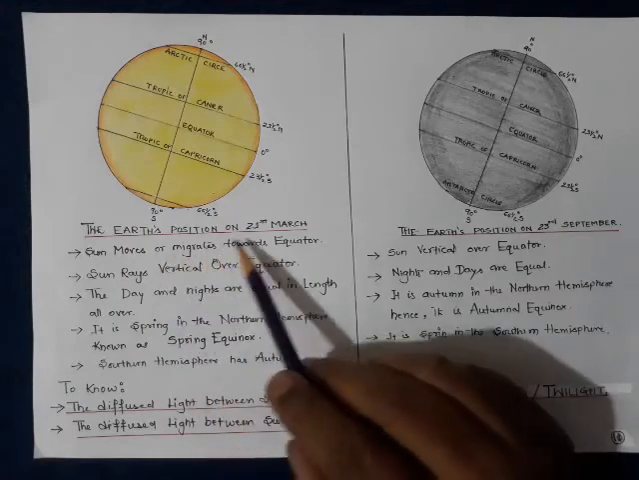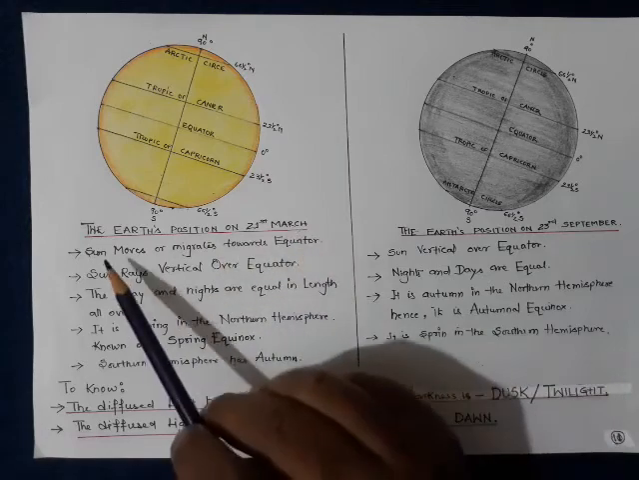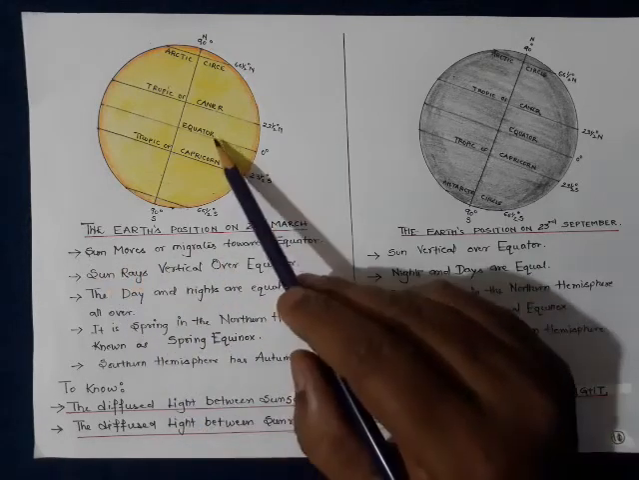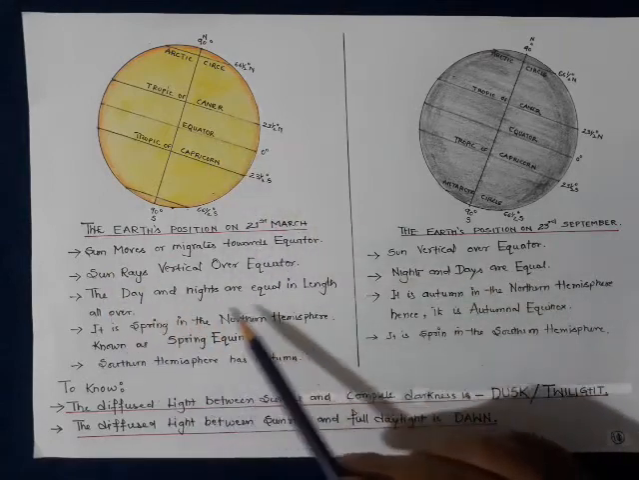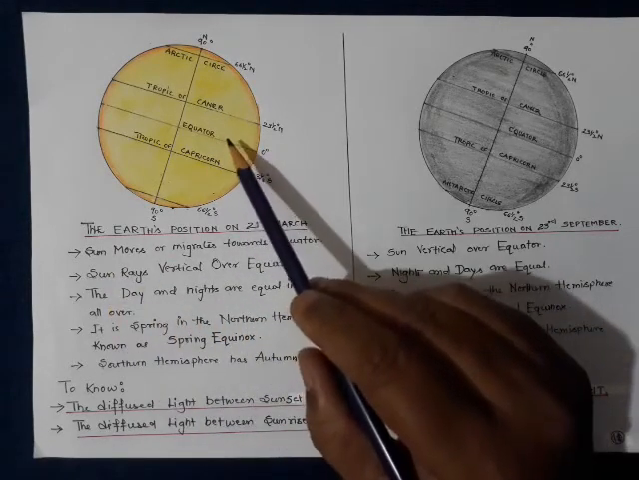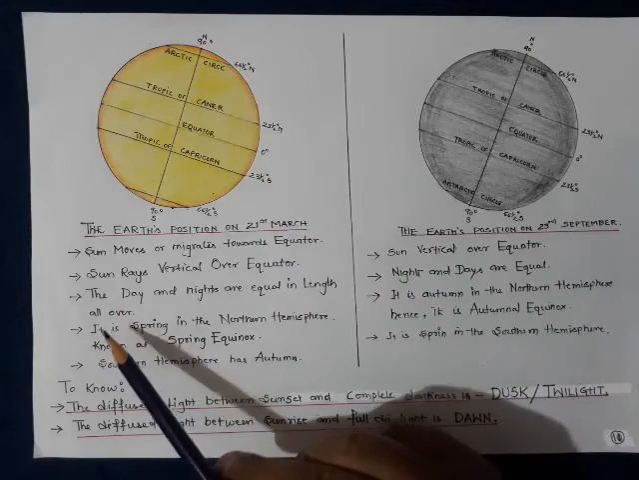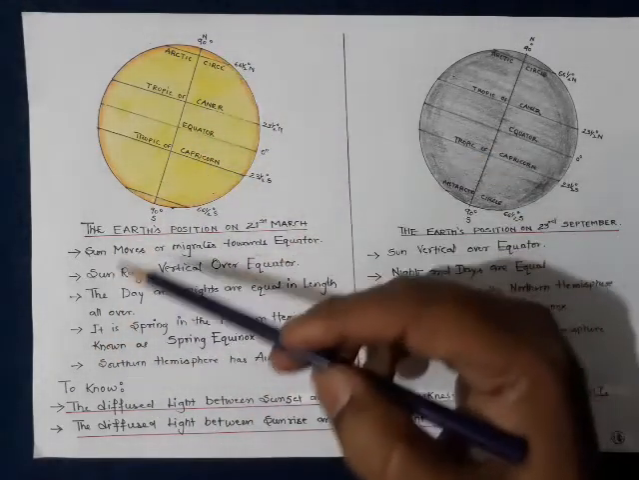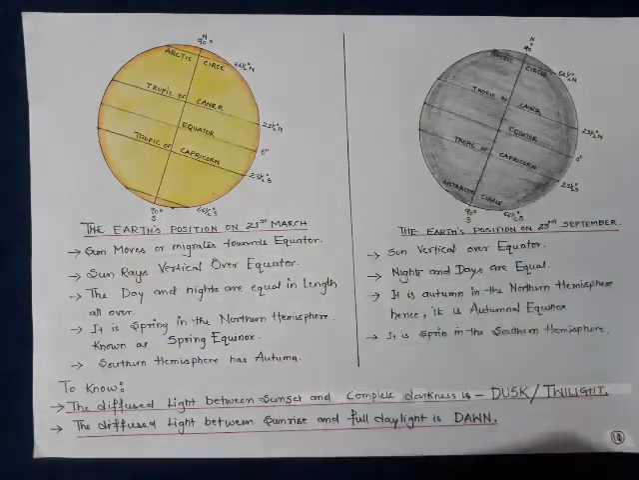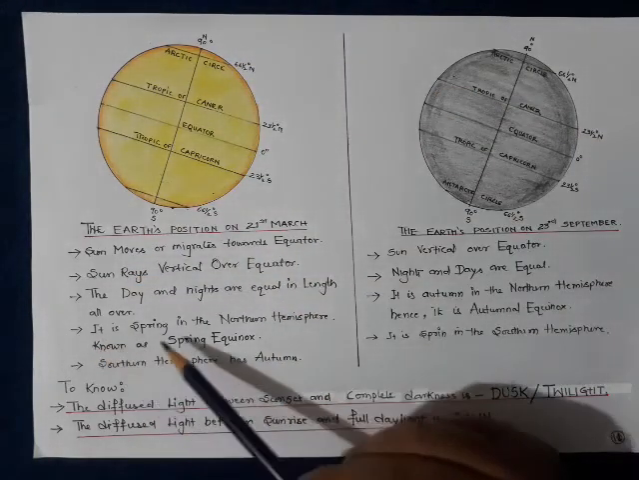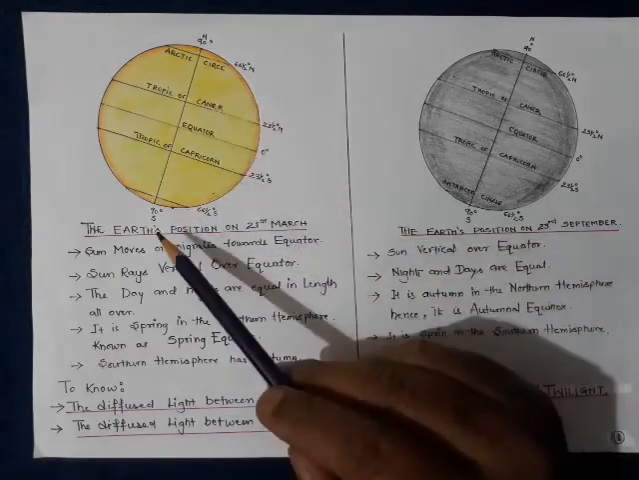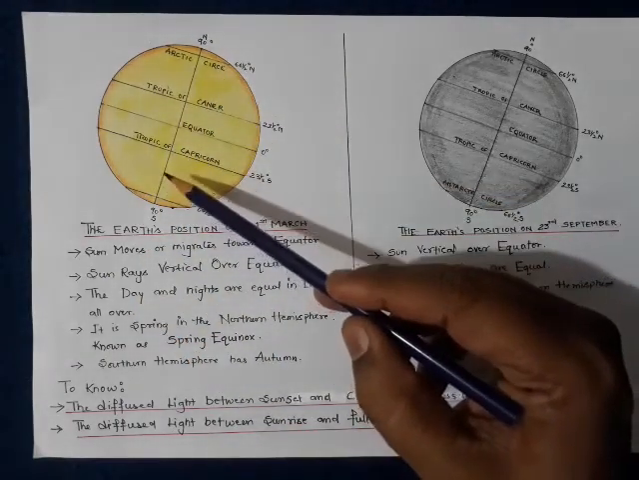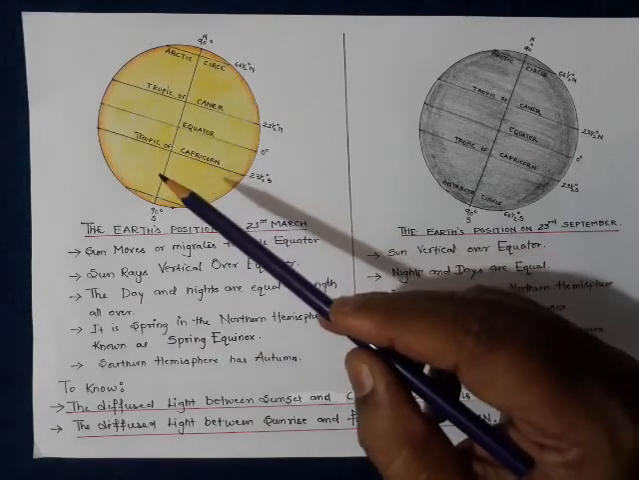The earth's position on 21st March, you know that the sun migrates towards the equator. The days and nights are equal in length. This is because the sun becomes vertical over the equator, so there is an equal distribution of heat and light on both the hemispheres. It is spring in the northern hemisphere. I just told you earlier, when it is spring in the northern hemisphere, it will be autumn in the southern hemisphere.